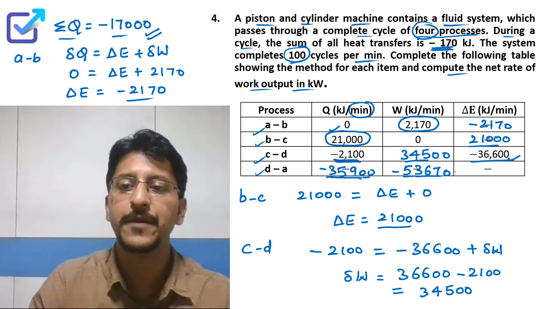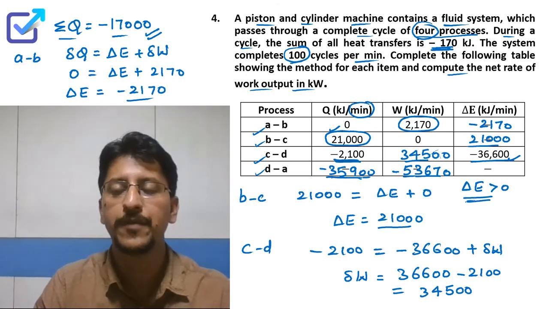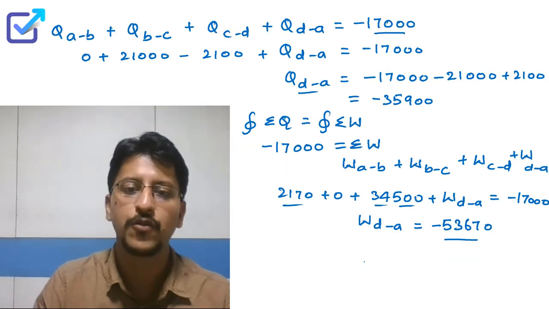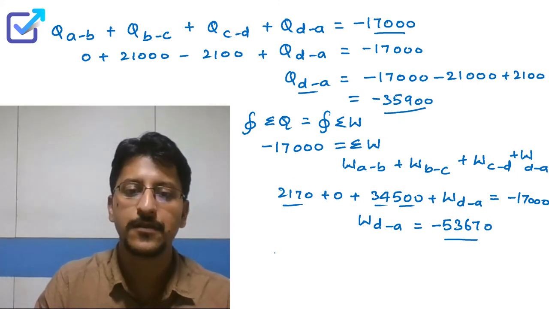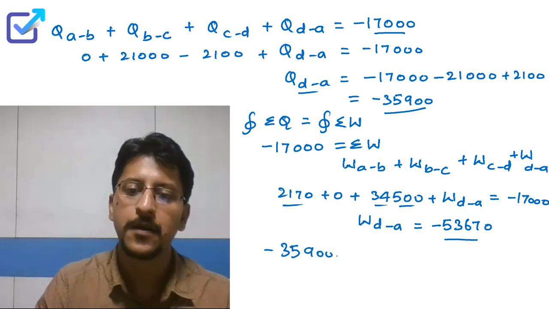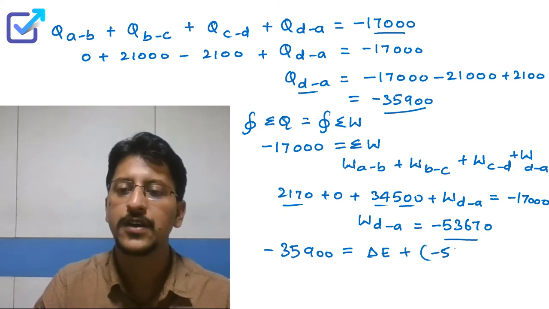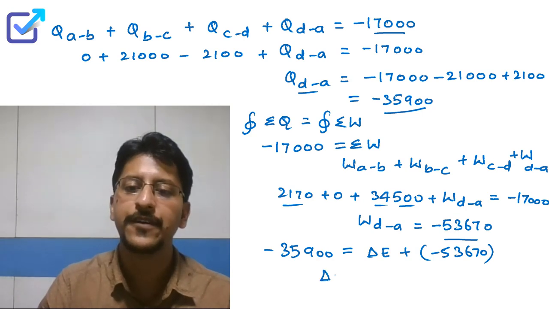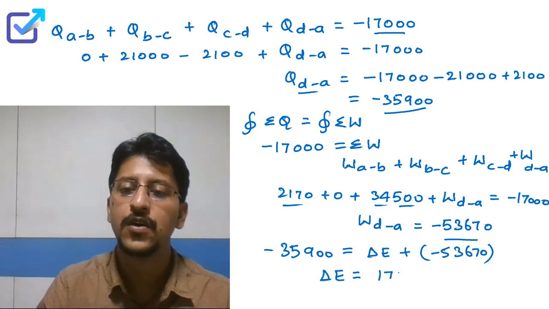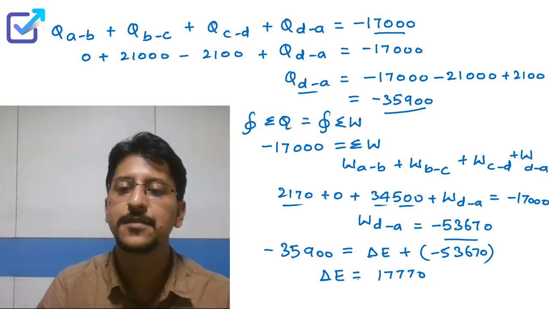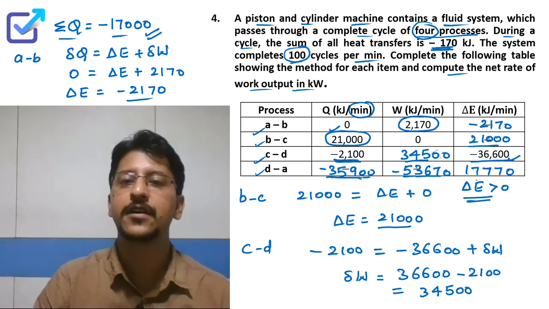So let us verify. For this case, we must get the value of delta E as positive. So let's check whether it is coming out to be positive or not. For the process D to A, del Q is equal to delta E plus the work transfer value. So this value delta E, we get 53,670 minus 35,900. This value we will get as 17,770, as plus only. So that means what we did was absolutely correct.